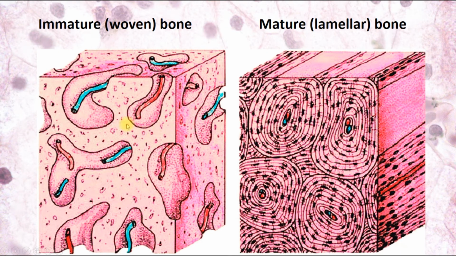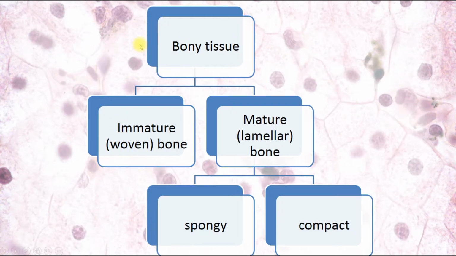Also, let's compare the structure. This bone has only trabecula, but this bone has lamella, or layers. Matrix is divided into lamella or lamina, layers of matrix, and it provides stronger properties of the matrix of mature lamellar bone. So those bones are stronger than this. Here we can see the classification. Bony tissue is divided into immature woven bone and mature or lamellar bone, and mature bone has two kinds: spongy and compact bone. So let's begin from immature woven bone.